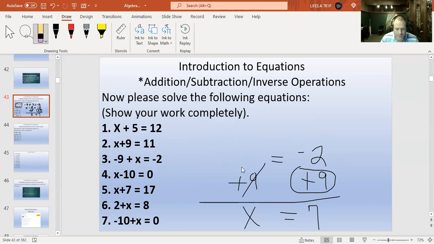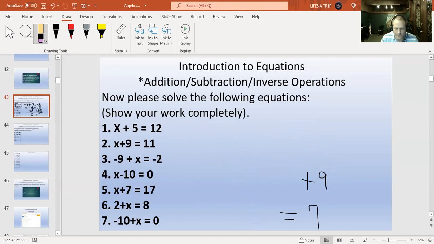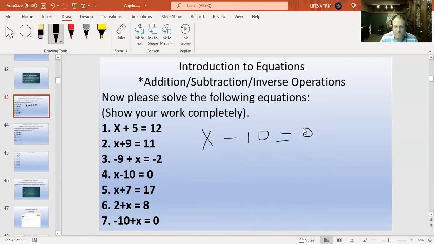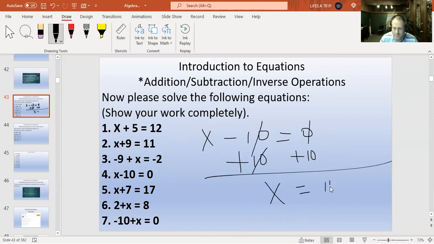Let's do number 4. x minus 10 equals 0. So elimination method through inverse operations, because we're doing a subtraction. Therefore, to eliminate, we have to do an addition. And what you do to one side, you do to the other side. And that's your answer for number 4.